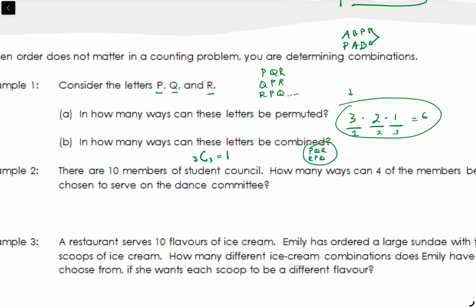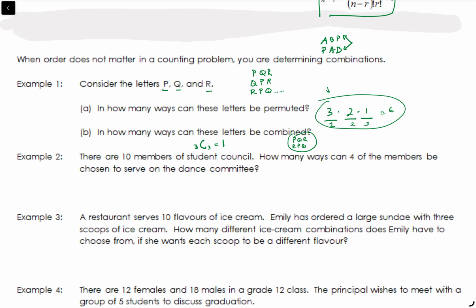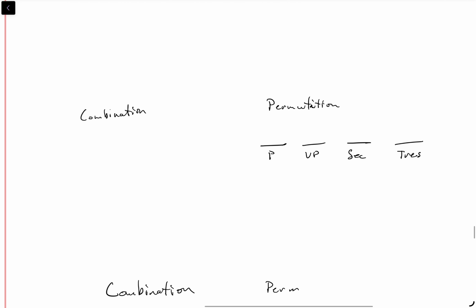Now, there are 10 members of a student council. How many ways can 4 of the members be chosen to serve on the dance committee? We have a total of 10 objects, and we're going to choose 4 of them, so this would be 10 choose 4. It's in the probability menu of your calculator, and 10 choose 4 is 210.